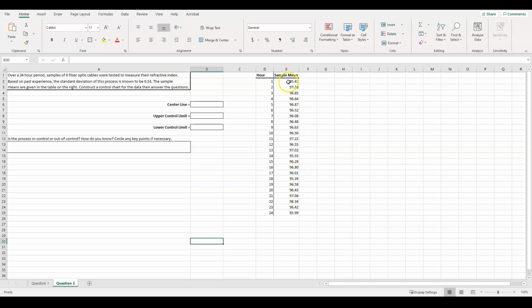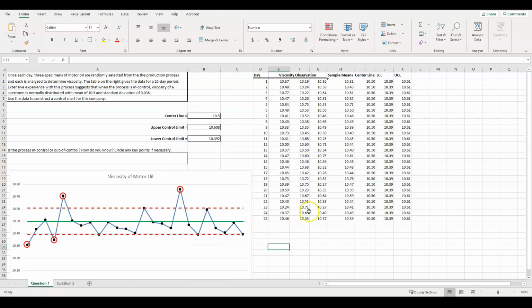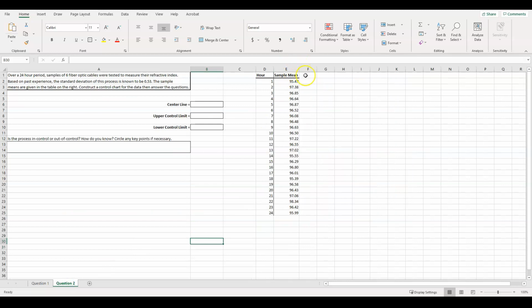And we haven't been given the 6 samples per hour. We've just been given the sample mean. All of this is to say that we're not given the observations themselves. They've already done the sample means for us. So you don't need to do anything like this. It's already there. All you need to do is get these 3 columns, the center line, the lower control limit, and the upper control limit. So you'll fill those in here. Make sure that you copy them.